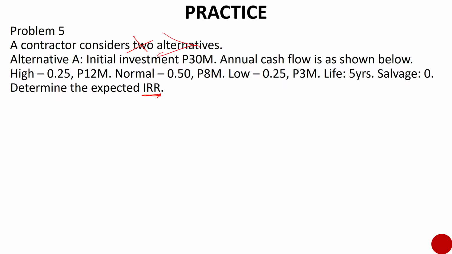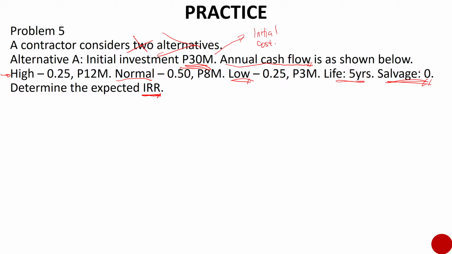The contractor is considering, let's say, to construct this project. For this one, there is an initial investment of 30 million pesos. Initial investment means, in the cash flow, this is our initial cost. And then we have an annual cash flow. The annual cash flow here has three: high, normal, and low. The life of the alternative is 5 years, but the salvage value is zero. It means that there is no salvage value.